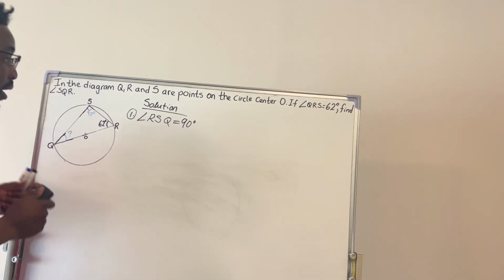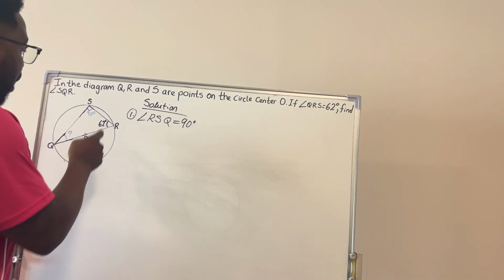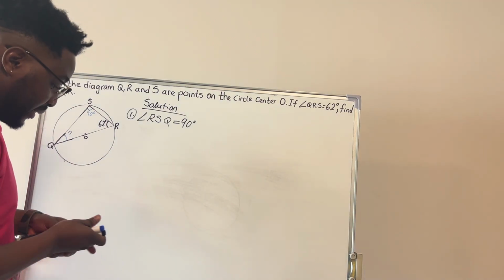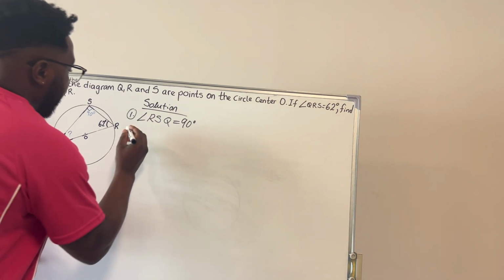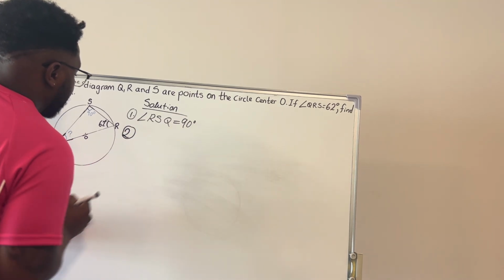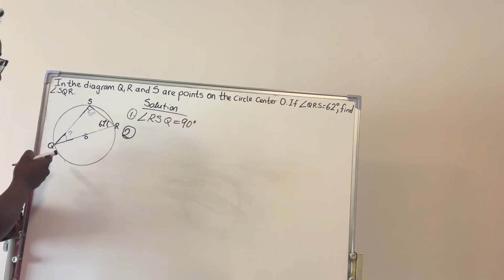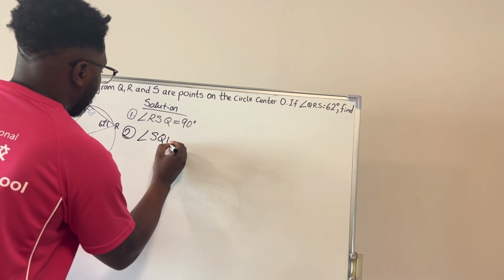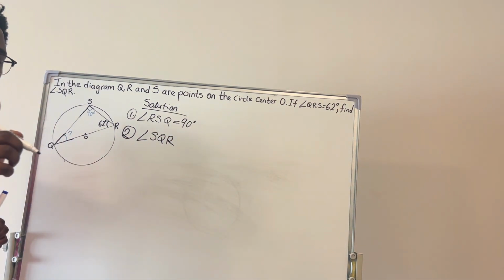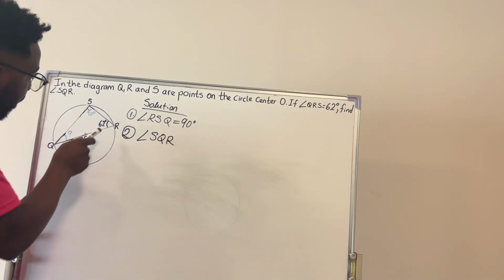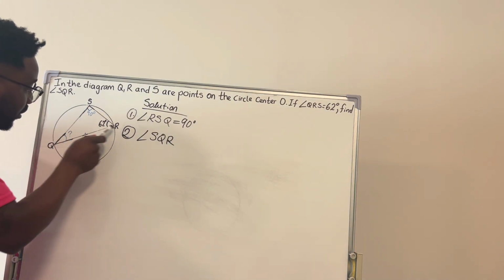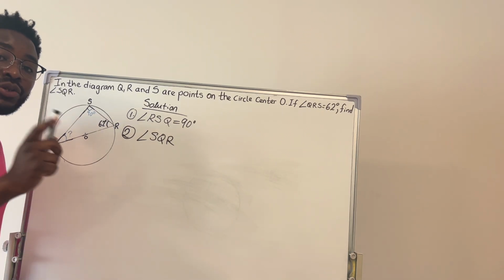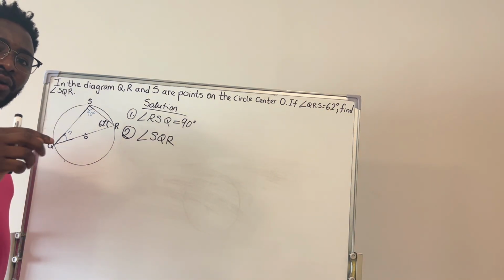Now that we have found our angle RSQ, our second step will be finding angle SQR. And how do we do that? If we look at this shape over here, you can see that this is a triangle, right? And we know that angles in a triangle add up to what?